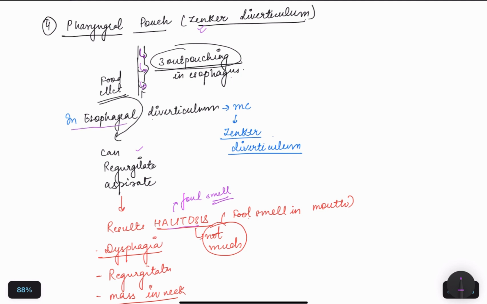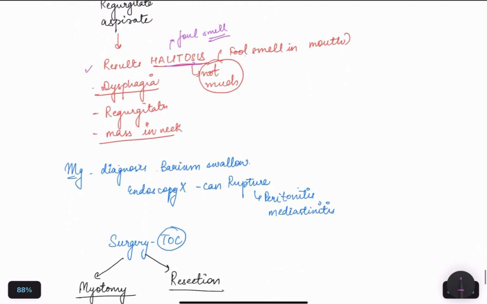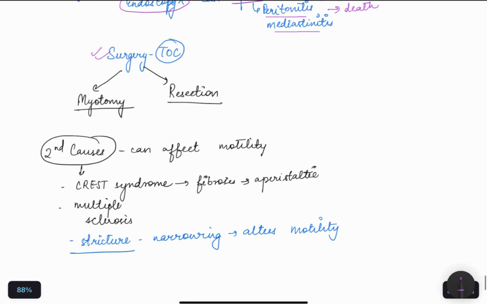In esophageal diverticulum, the most common is Zenker's diverticulum. So the symptoms are halitosis, dysphagia, regurgitation, and we can feel a mass in the neck. We can also diagnose by barium swallow, but endoscopy is contraindicated because it can rupture the esophagus, which results in peritonitis and mediastinitis, which results in the sudden death of the patient. Surgery is the treatment of choice, and surgery can be myotomy or resection.